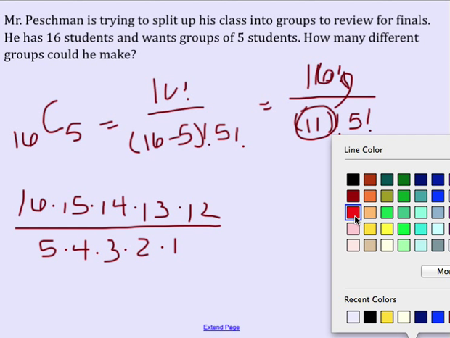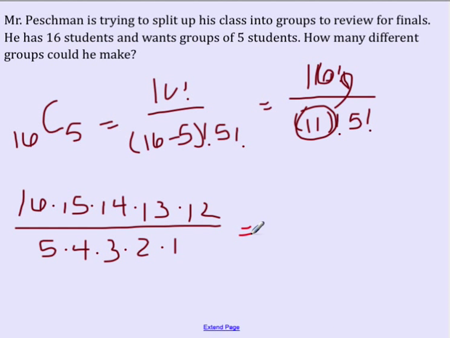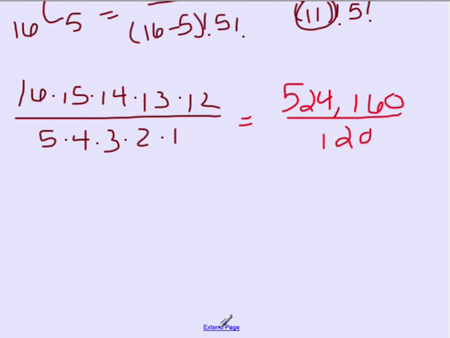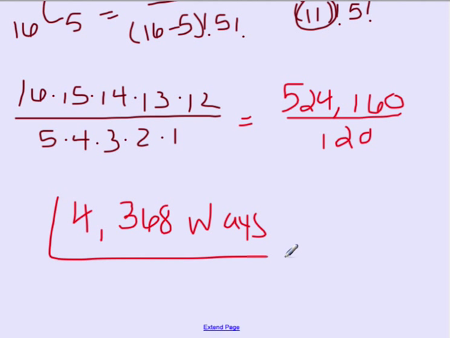So let's go ahead and multiply out the top. So we have 16 times 15 times 14 times 13 times 12. That's going to give us 524,160 on top. And then we need to divide that by 5 times 4 times 3 times 2 times 1. And when you multiply that out, you get 120. So now I'm going to take 524,160 divided by 120. And when I do that, I get 4,368 ways. So that right there is your final answer for number 5.